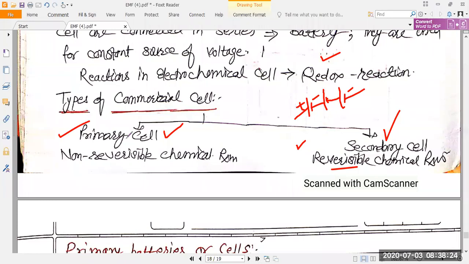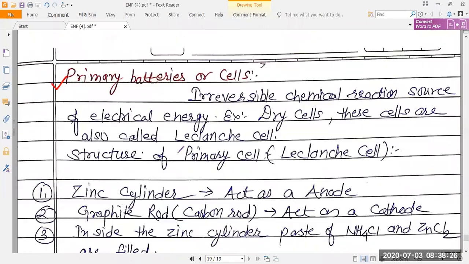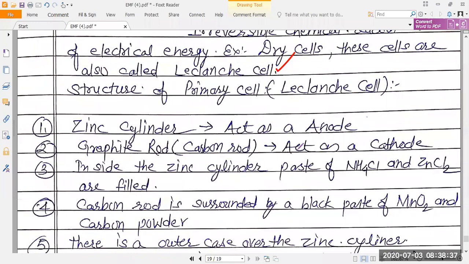Okay. The primary cell or batteries. Primary cells are irreversible. Chemical reactions take place in primary cells or batteries, for example, dry cells. These cells are also called Leclanché cells. Important. Now we are going to discuss the structure of the primary cell or Leclanché cell.